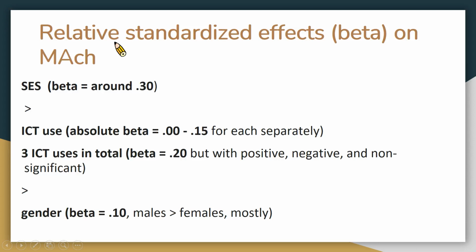The first result is about the relative standardized effect of beta on math achievement. SES has the highest effect, with beta around 0.3. The second is ICT use, with absolute beta between 0.0 and 0.15. The 3 ICT uses combined in total is around 0.20. However, there are positive, negative, and non-significant results. Gender has the lowest effect of beta, around 0.10. Males mostly have higher math achievement.